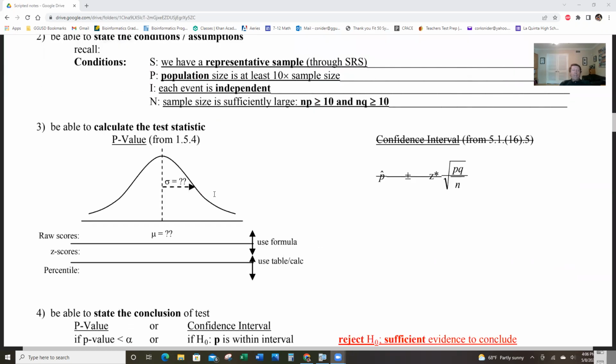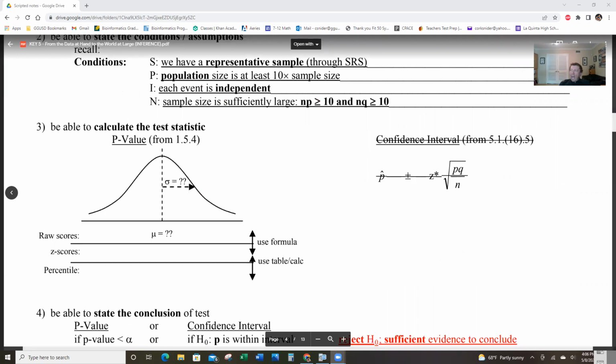Okay, step 3 is something that's actually old. We've actually done this before. We did this way back in the very first section of the course. So this is something you've actually done. So that's step 3, is calculate that statistic.